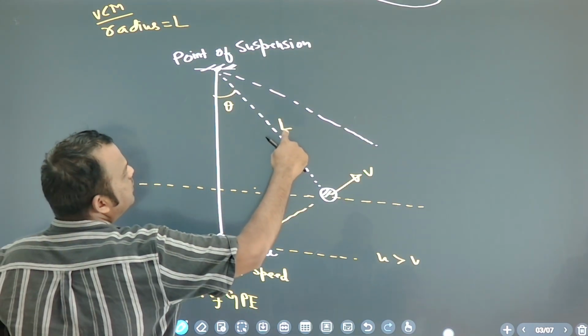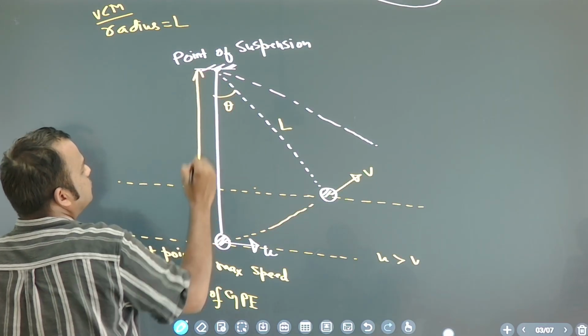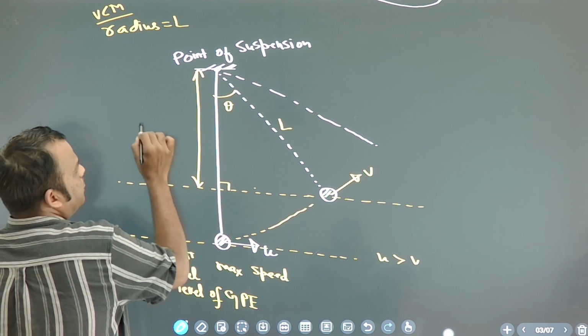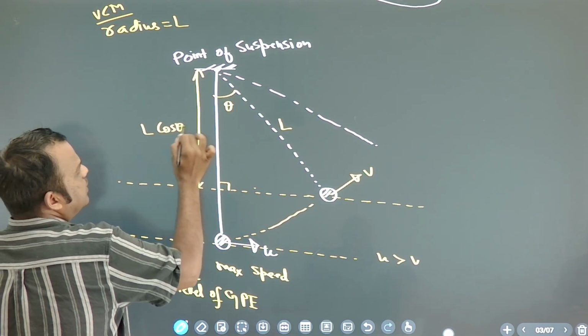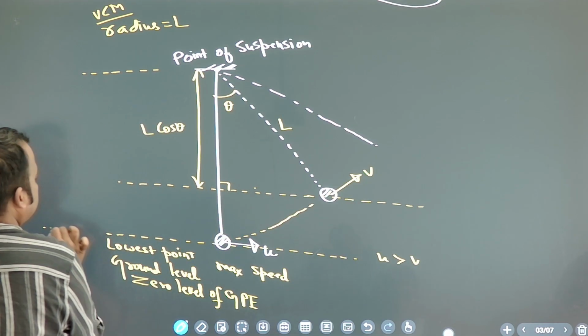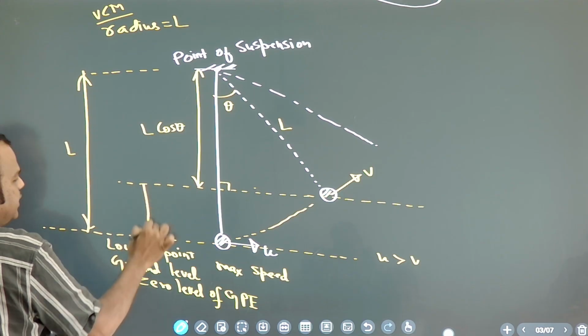Now this is L. This is theta. Now you tell me how much is this? L cos theta. Very good. This is L cos theta. And how much is this? L. So calculate this. How much?